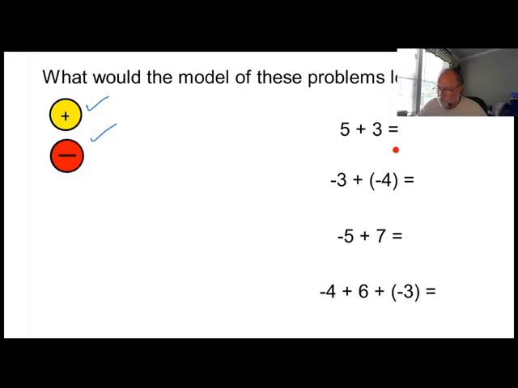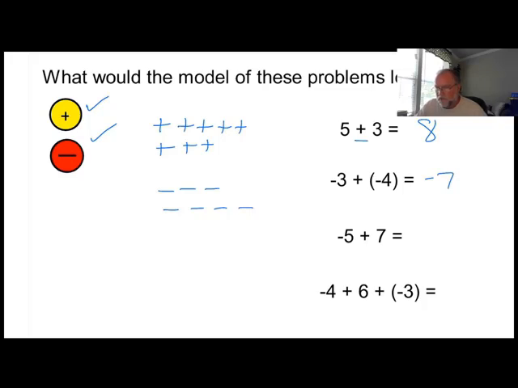So let's look at this first problem right here, the 5 plus 3. So if you remember what that meant, I had 5 positives, and then I had 3 more positives that I'm going to add to that, because that's what the add means, to put together. So if we were to add all those up, we would end up with a positive 8. Now the same thing happens if we have negatives, like in this next problem, where we've got 3 negatives, and then I've got 4 more negatives. What do I have all together? Well, I have 7 negatives.